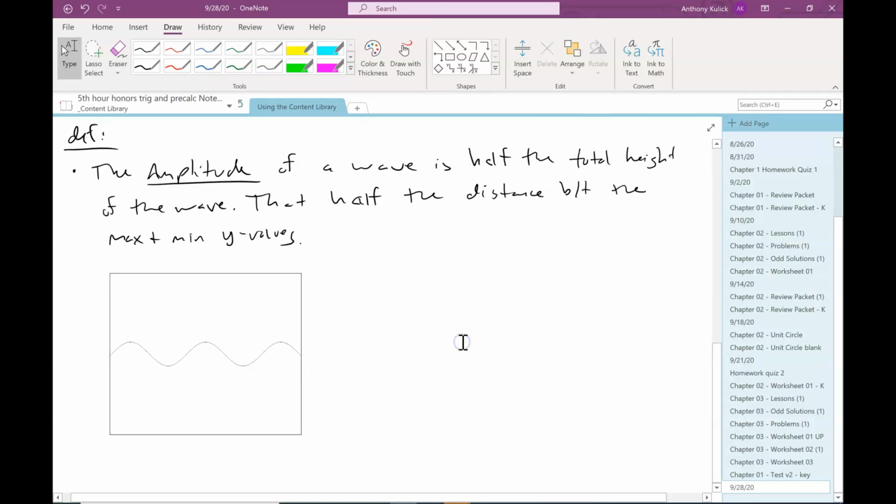So let's draw a little picture with what I mean here. The total height of this wave is going to be, if I take the lowest point and the highest point, the total height would be this distance. We're looking at just half of that. So that distance would be the amplitude.